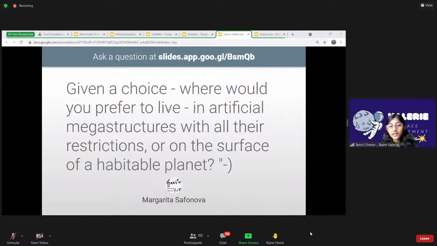Also, having a settlement on a planet has its own disadvantages. As you said, ma'am, artificial megastructures also have their own restrictions. Planetary ones too have their own restrictions, and according to us, it's a bit more risky since simulating Earth-like conditions on a planet is a very huge task. So we wanted to firstly do an artificial orbital settlement and then move on to planetary.